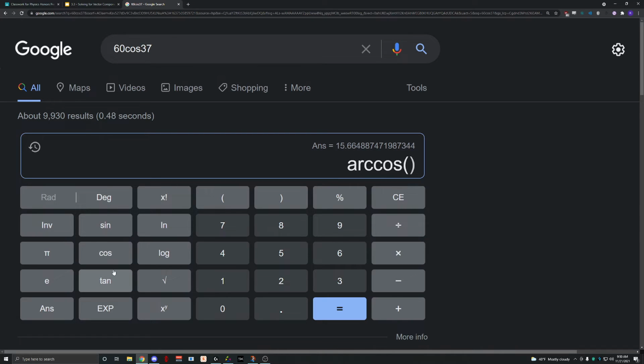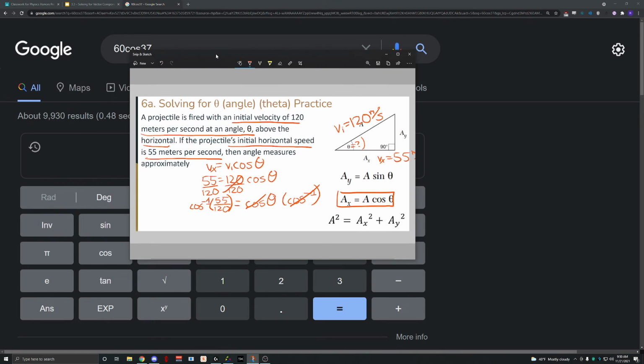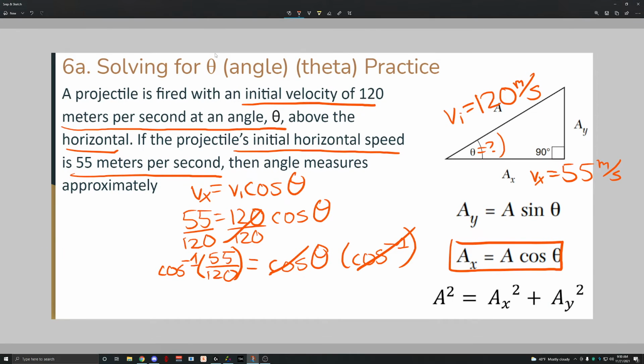On your calculator on your phone, I'm not sure how you do it. You just have to flip it to portrait mode or landscape mode, and there's a cosine negative 1. But here on Google, you're going to do inverse cosine negative 1, and then you're going to do 55 divided by 120. And then you get 62.7 degrees. So theta is equal to 62.7 degrees.